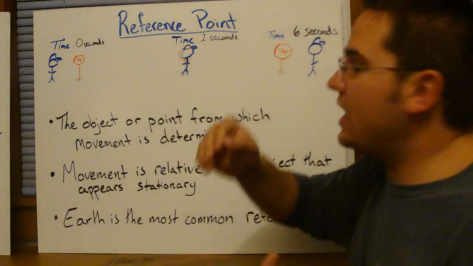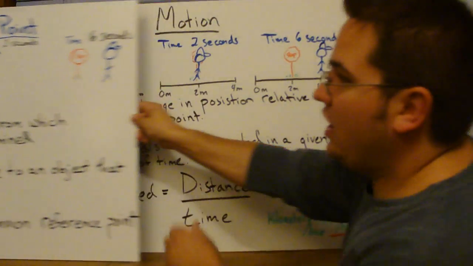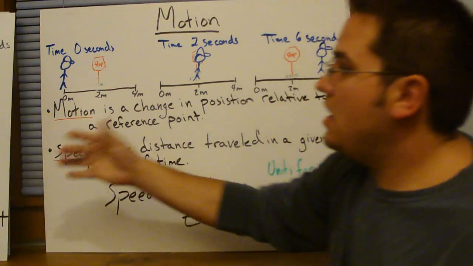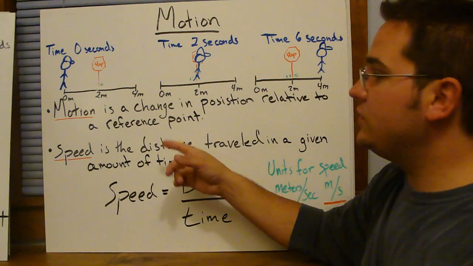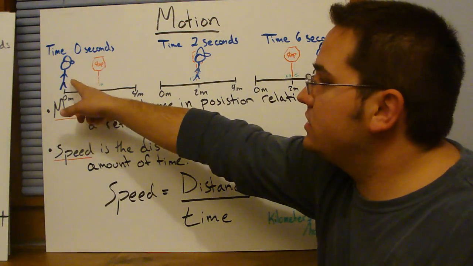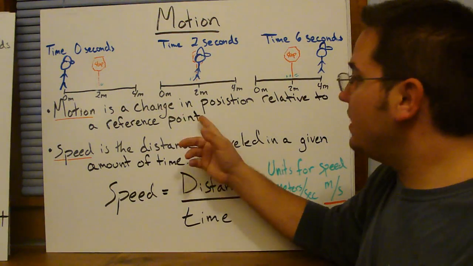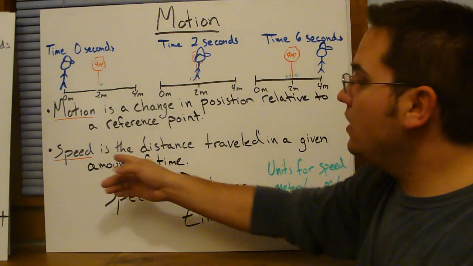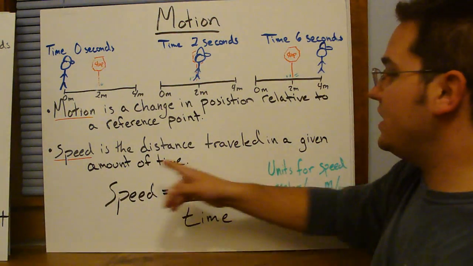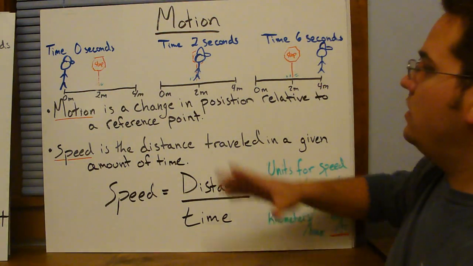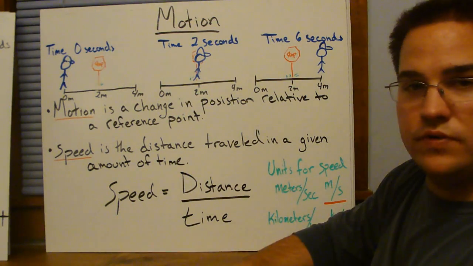Okay? So what do we do with this now? We know that it helps us determine movement, and movement is motion. Motion is a change in position relative to a reference point. Alright, student starts over on the left, student ends on the right of the stop sign. He's in motion. With this, we can calculate the speed. Speed is the distance traveled in a given amount of time. You can see over a course of time, the student has moved.